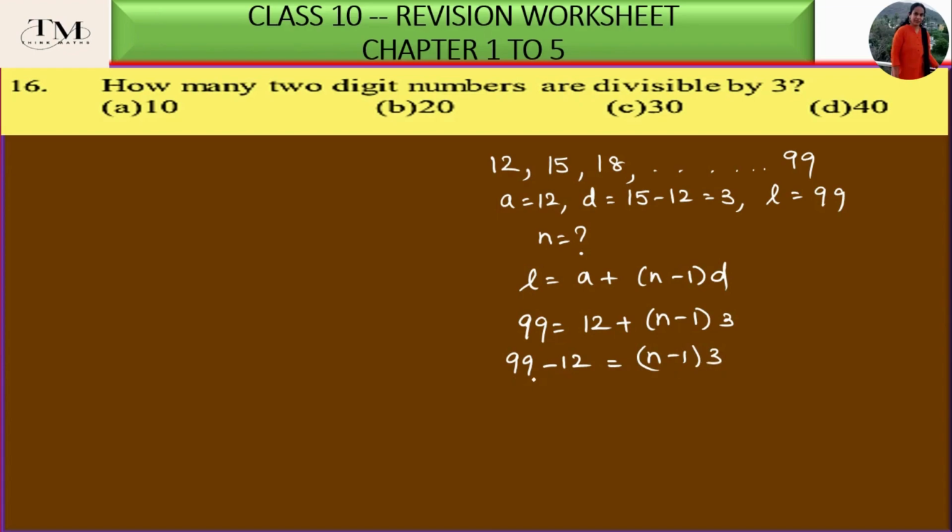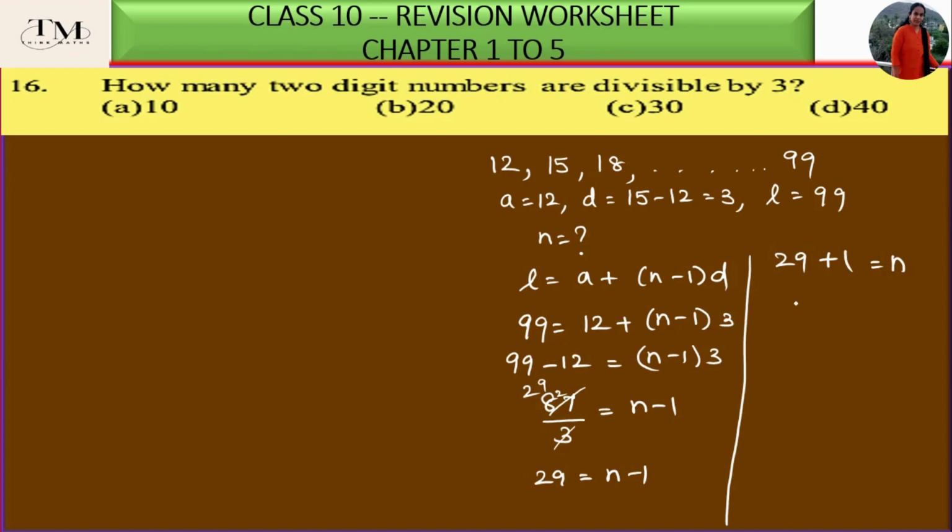What is 99 minus 12? 9 minus 2 is 7. 9 minus 1, it is 8, so 87. So this 3 is in product, so it will come to division. 87 by 3 equal to n minus 1. So 87 by 3: 1 3s are 3, 2 3s are 6, balance 2, 9 3s are 27. So it is 29 equal to n minus 1. So then n will be equal to 29 plus 1, since the minus 1 becomes plus 1 when we change the sign. So n will be equal to 30. So what is the correct answer? Option C, 30 is the correct answer.